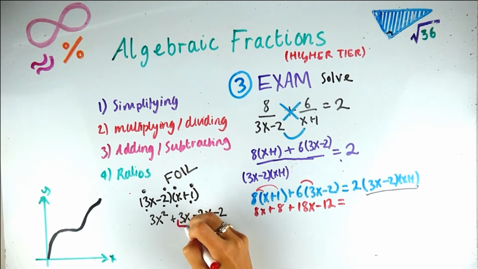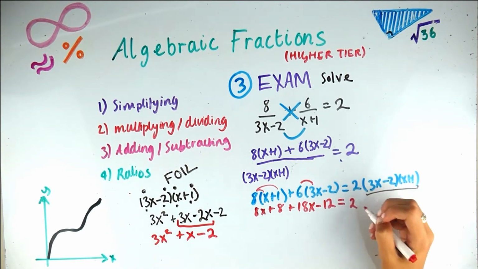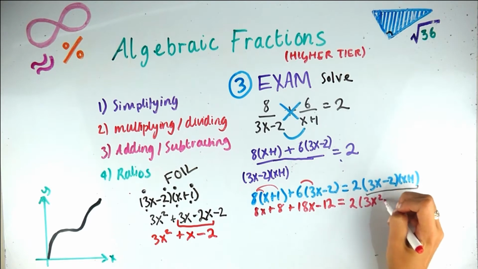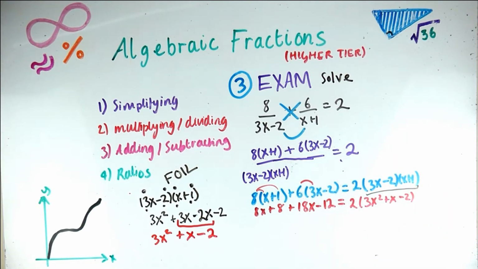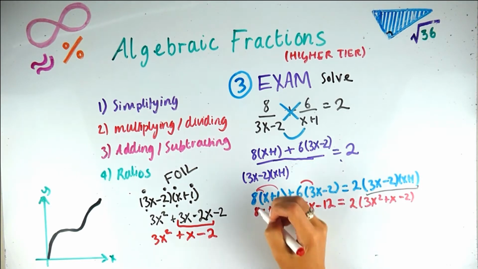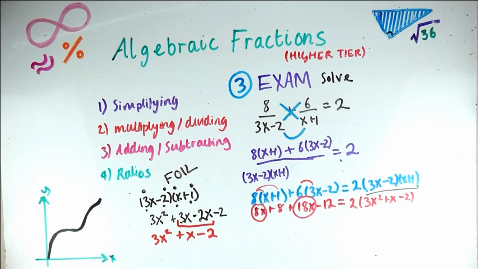Now we can collect like terms, because these are both x's. We're going to have 3x squared, 3x minus 2x, so like 3 apples minus 2 apples gives me 1 apple, but we're on x's, minus 2. So this goes to 2 brackets, and then 3x squared plus x minus 2. So let's keep going with this. So we can collect like terms here, so I have 8x plus 18x, that's 18, 19, 20, 21, 22, 23, 24, 25, 26x.